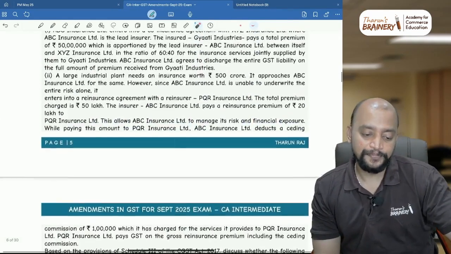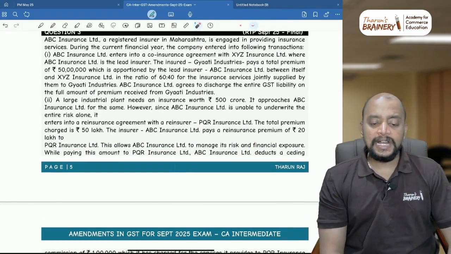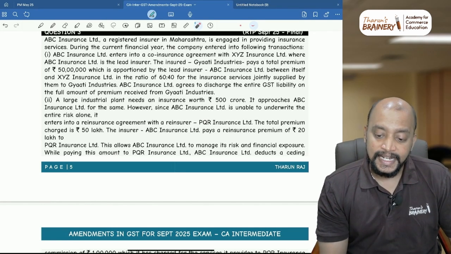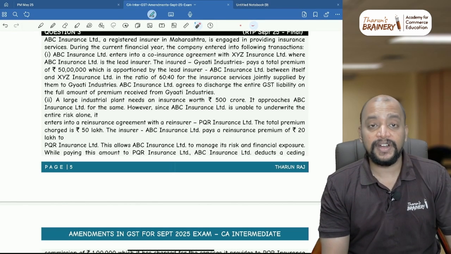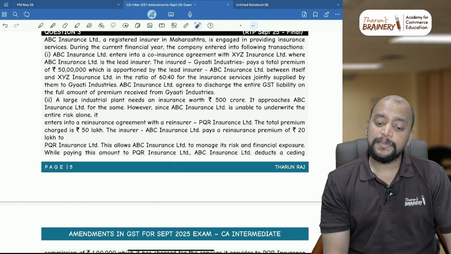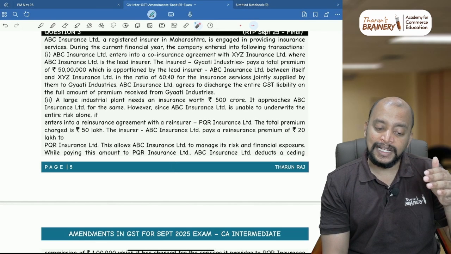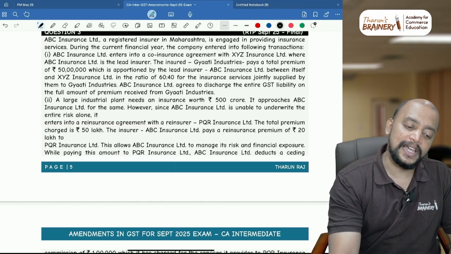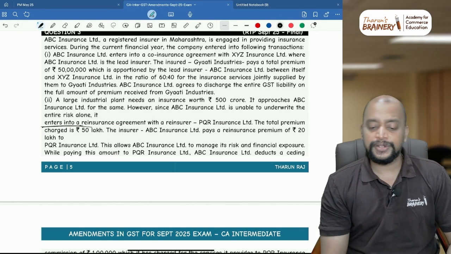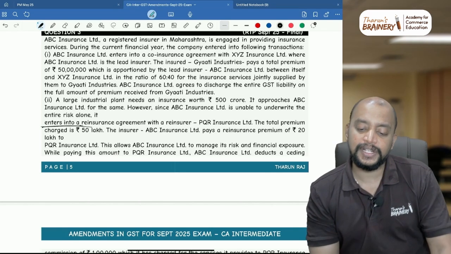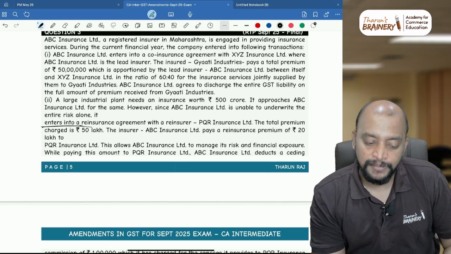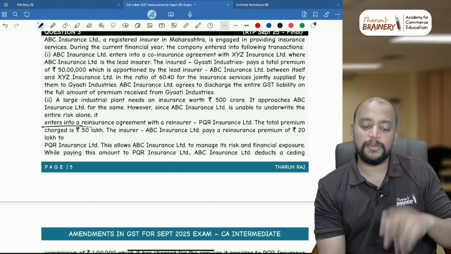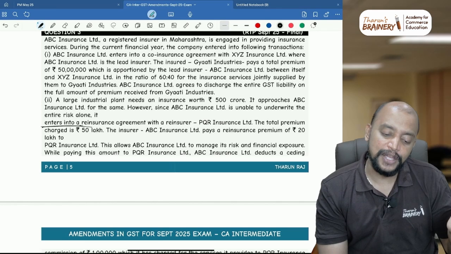Then the second part. A large industrial plant needs an insurance worth rupees 500 crore. It approaches ABC Insurance Limited for the same. However, since ABC Insurance Limited is unable to underwrite the entire risk alone, it enters into a reinsurance agreement with reinsurer PQR Insurance Limited. The total premium charged is 50 lakhs. The insurer ABC Insurance Limited pays a reinsurance premium of 20 lakhs to PQR Insurance Limited.